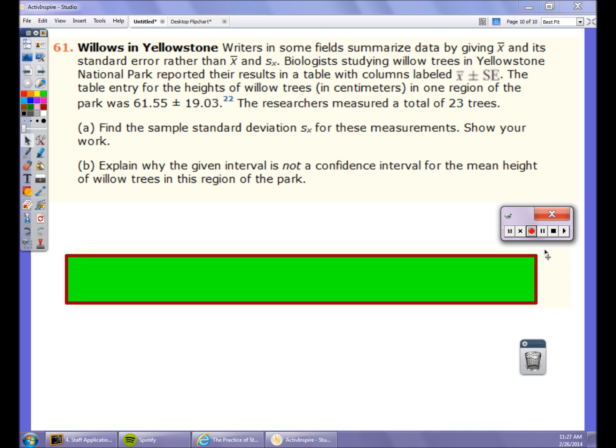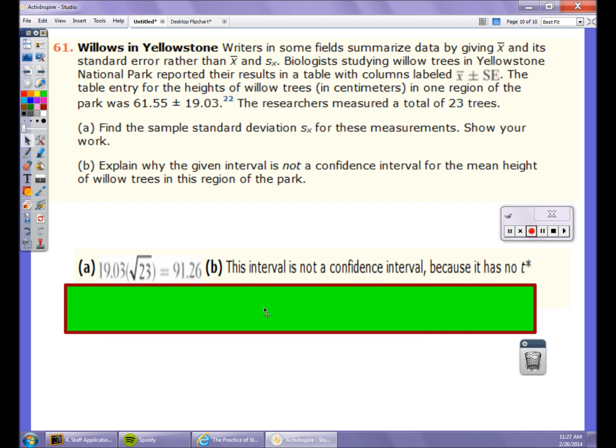Standard error is the sample standard deviation divided by the square root of the sample size. So S of x over root n. And we know that that equals 19.03. So I can set that equal to 19.03, set equal to S of x over the square root of 23, and then just use some algebra to solve for the standard deviation of the sample.